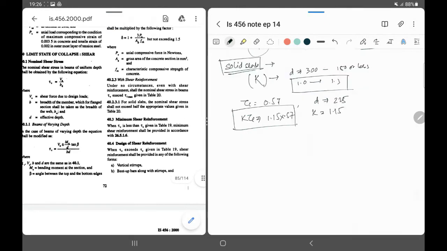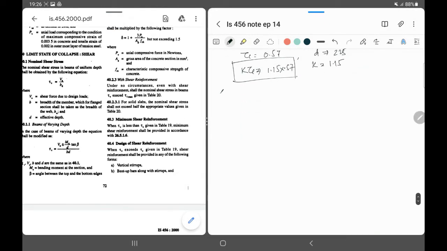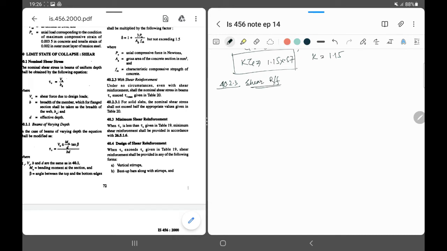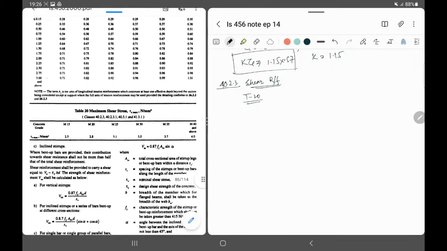Then we talk about another main important thing, 40.2.3, that is shear reinforcement. Okay. For understanding shear reinforcement, we have to refer to table number 20. In table number 20, we have to find out the maximum shear stress. Maximum shear stress, say for M25, is 3.1. Okay.